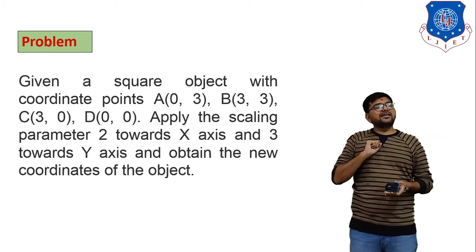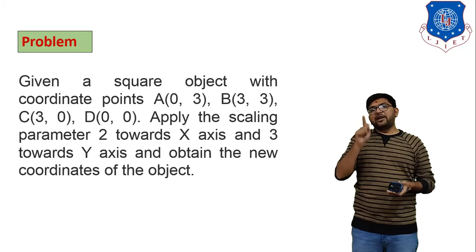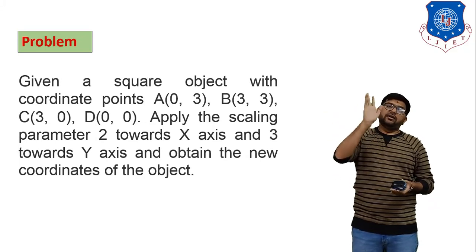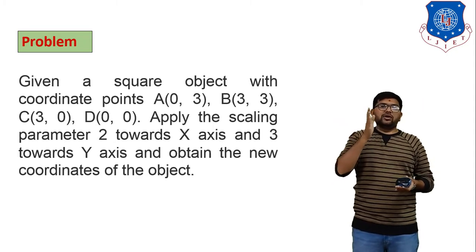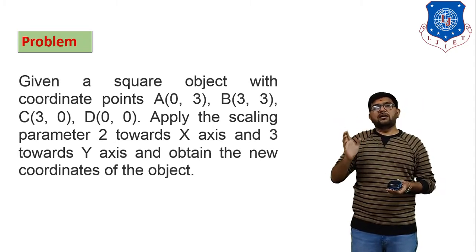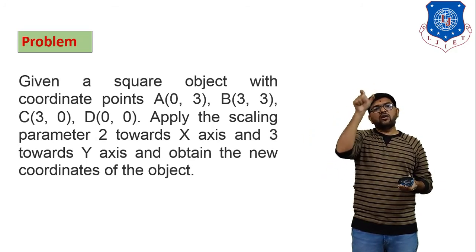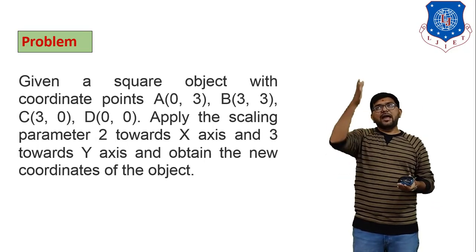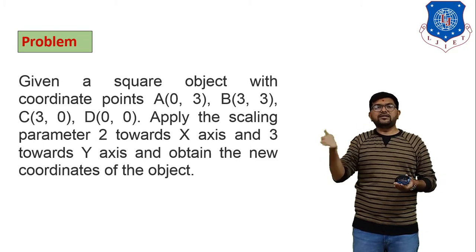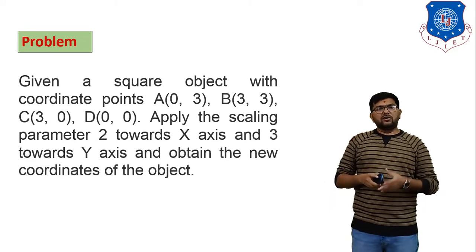And you all know the equation of the scaling geometric transformation. We just multiply the value of the scaling factor with the respective coordinates, either x coordinate or y coordinate. Clear? So in this case the value of the scaling factor for x axis is 2. So we have to multiply the x coordinate of all the points with 2 and the y coordinate of all the points with 3, and you will get the new coordinates. So we have to calculate all four coordinates like this.